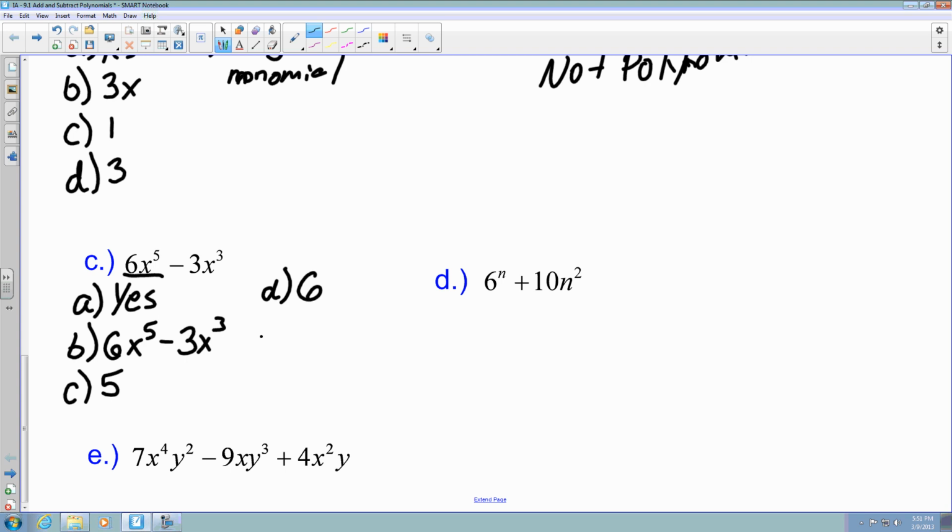And then for E, they want us to classify what type of polynomial this is, and since I just have one variable x, and that largest degree is 5, I can say that this is a 5th degree, and since it's 2 terms, binomial.